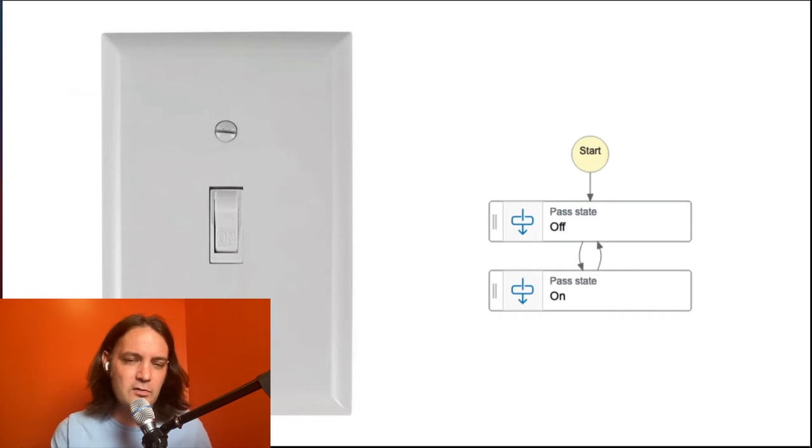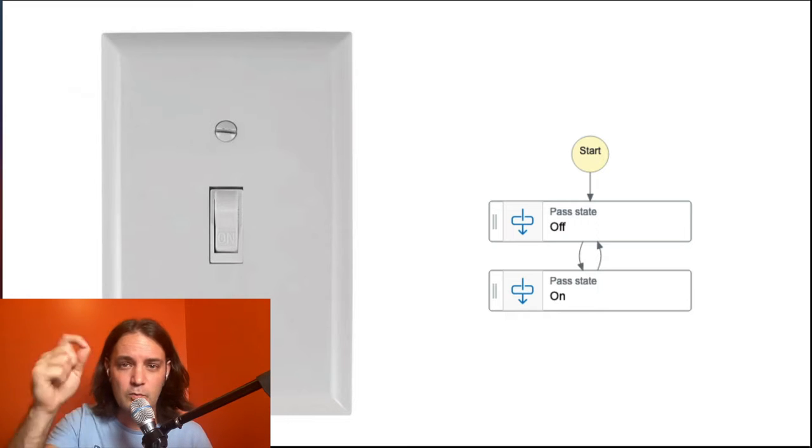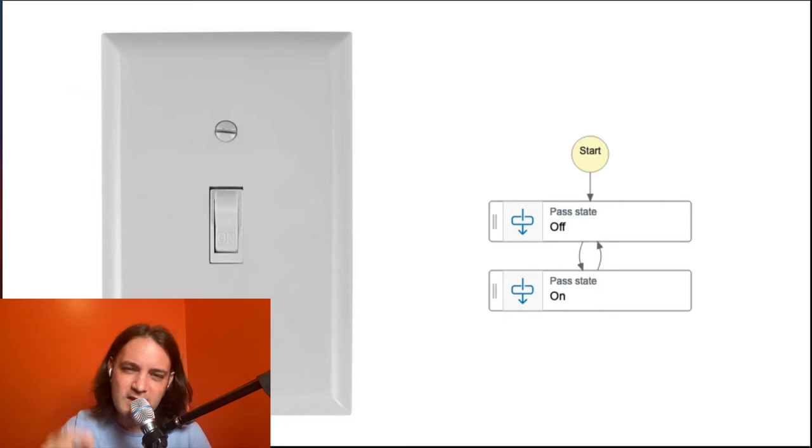And the way you would model that in Step Functions is you would have a pass state that says, I am going to go to the state on. Or you'd have another state that says off. So on or off, it can only be one of those states. Now, how you get between those states is what we call transitions.